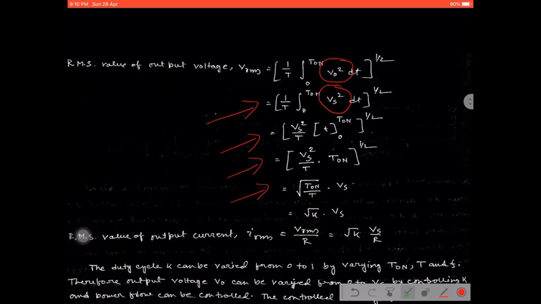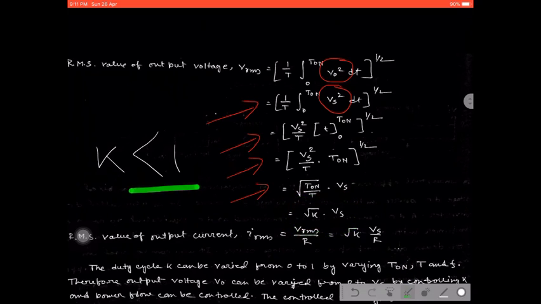That means T on can be maximum T. If we switch on the device for 0 to T, that is the maximum on time, that means we can say T on by T equal to 1. Apart from this case, in all the cases, suppose 0 to t, it will give you less than 1. That means we can say duty cycle K is always less than 1.